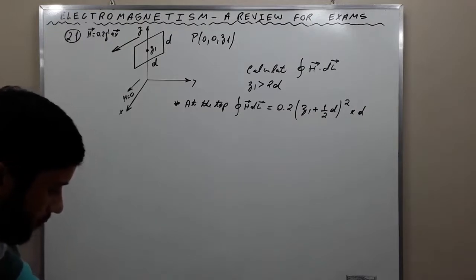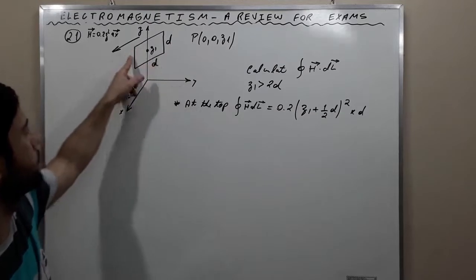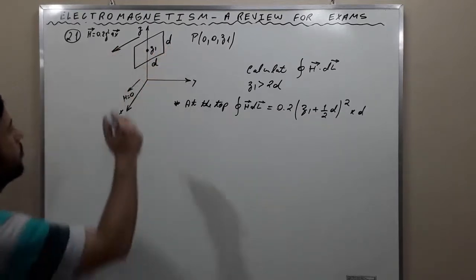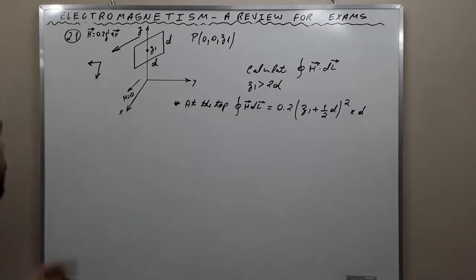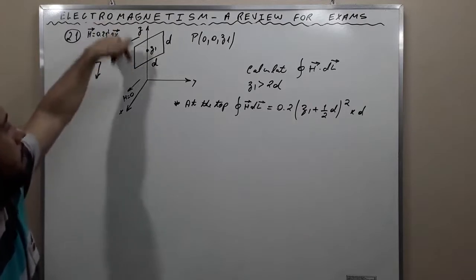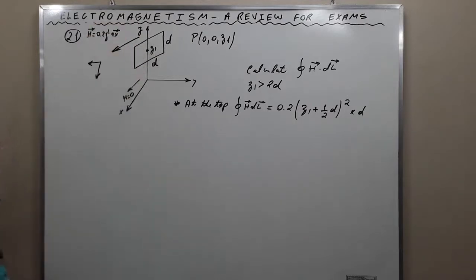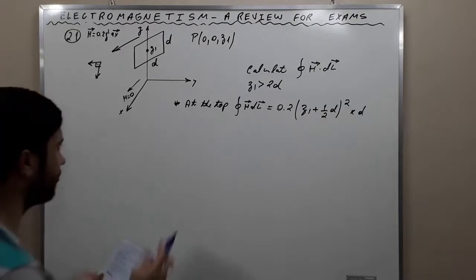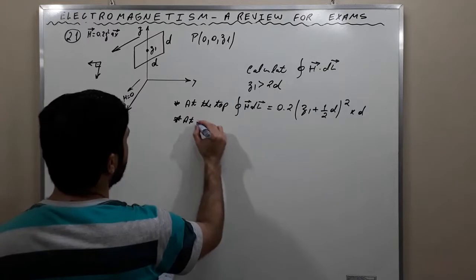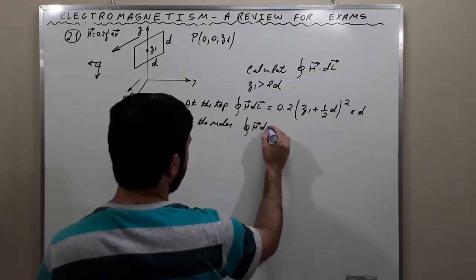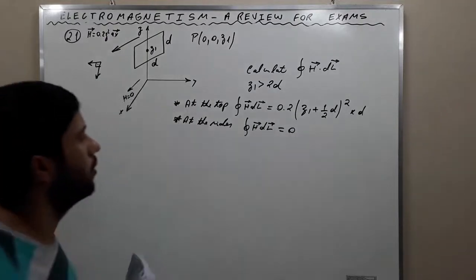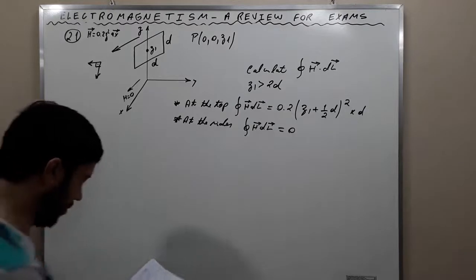And at both sides here and here, we have 90 degrees with the direction of the field, okay? The field goes in this way, and the direction of the differential element of a line is in this direction, and a dot product for an angle of 90 degrees is zero. So at the sides, this line integral here is zero.